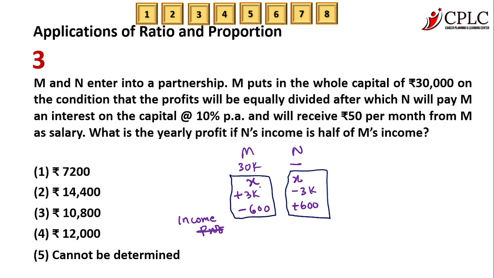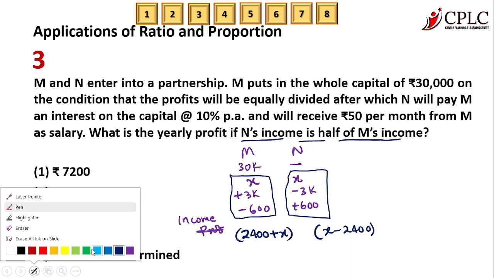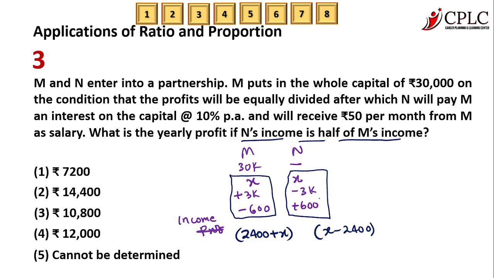So if we calculate for M, 3,000 minus 600 is 2,400. The income is 2,400 plus X. Whereas for N, that becomes X minus 2,400. That is the income, basically. And now we have to equate it. N's income is half of M's income. So N's income is X minus 2,400, which is half of M's income, X plus 2,400. Solve this.